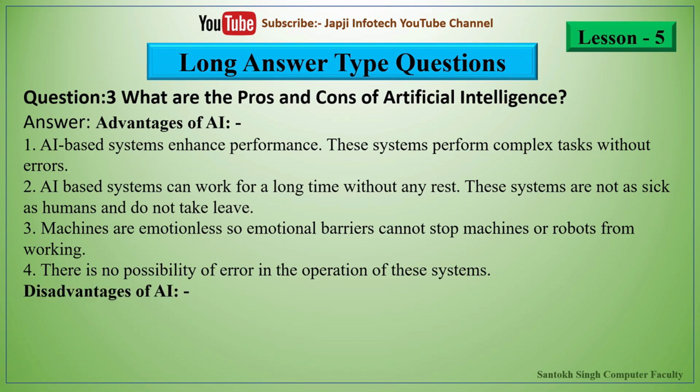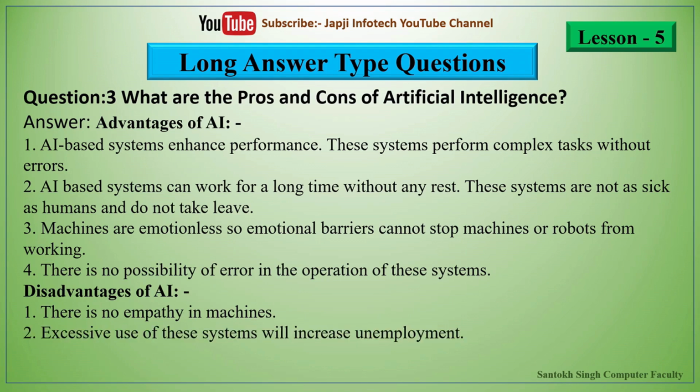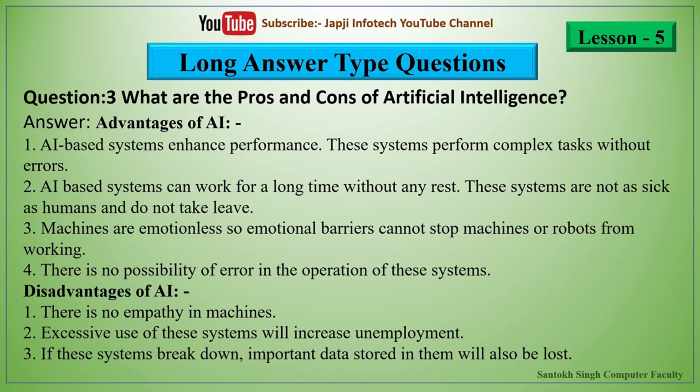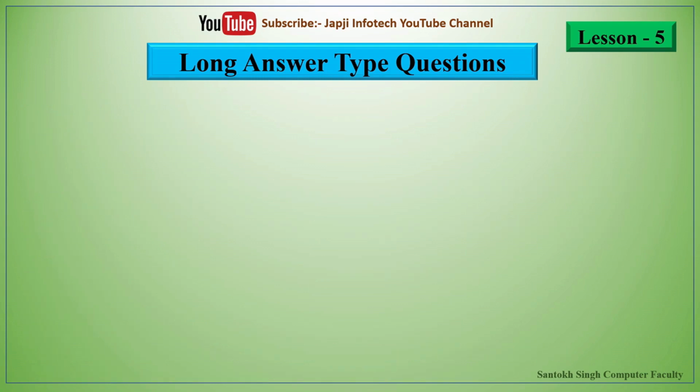Disadvantages of artificial intelligence are: the first one is there is no empathy in the machine. Excessive use of the system will increase unemployment. If the system breaks down, important data stored in them will also be lost. The system can be misused if they fall into the wrong hands.